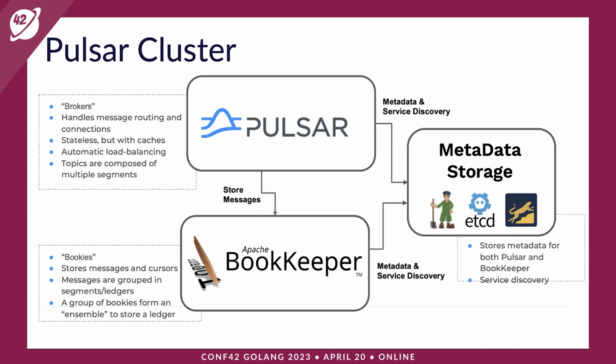Similarly, the BookKeeper layer consists of 1 or more nodes known as bookies. Storage can easily be expanded simply by adding new nodes to the cluster. Tying these 2 layers together is the metadata storage layer, which keeps track of where the data is stored for each topic inside BookKeeper.